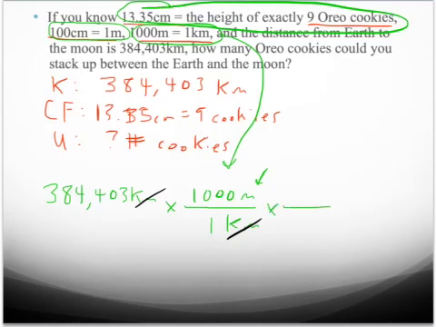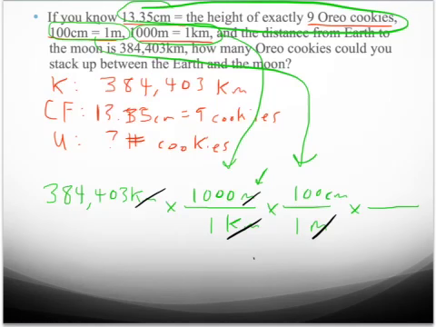So using the 1 meter equals 100 centimeters, we put meters at the bottom because we want meters to cancel, and we put the centimeters on top. So the meters cancel, and we're left with centimeters. And now we can write the last conversion factor. 13.35 centimeters is equal to the height of 9 Oreo cookies. And we're going to write the centimeters on the bottom because we want that unit to cancel with the unit on top. That's really important that our units cancel.